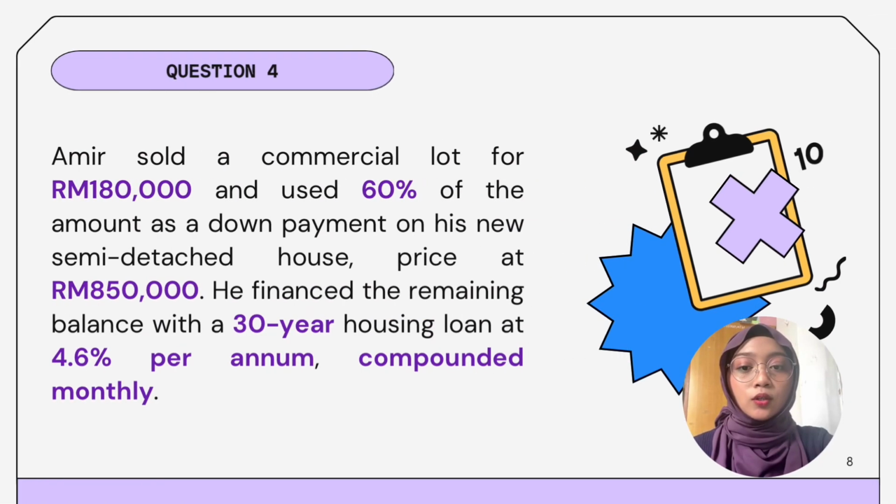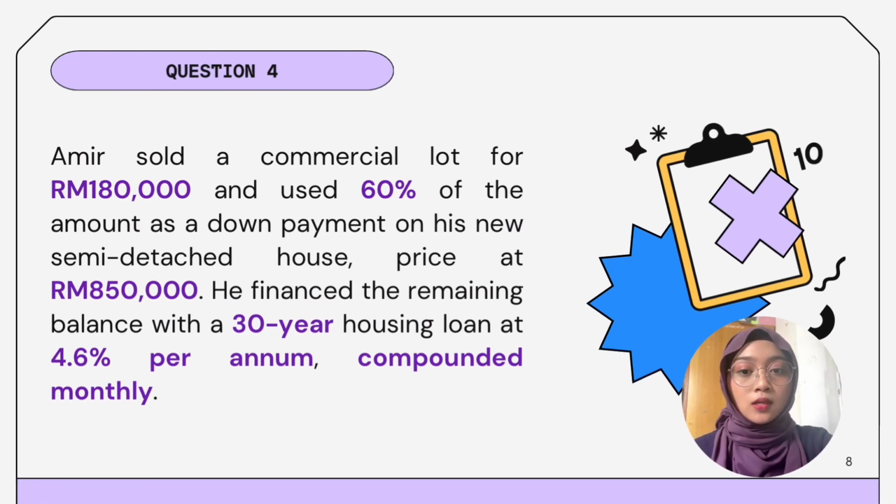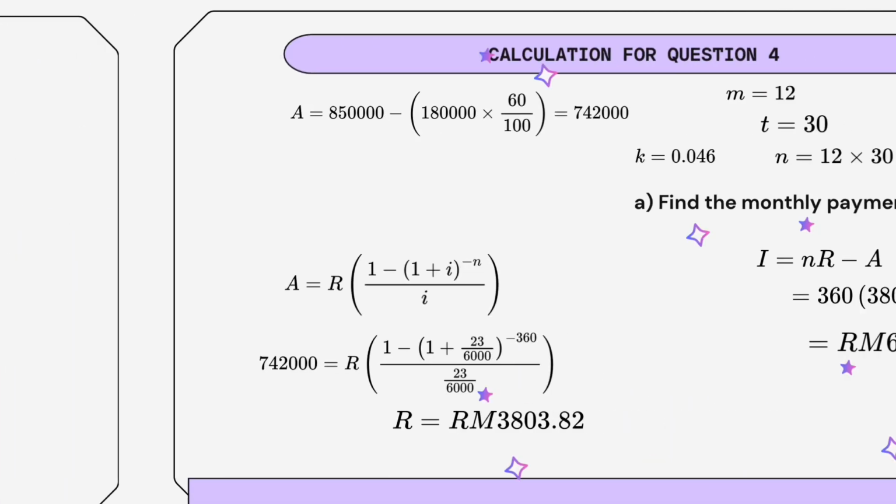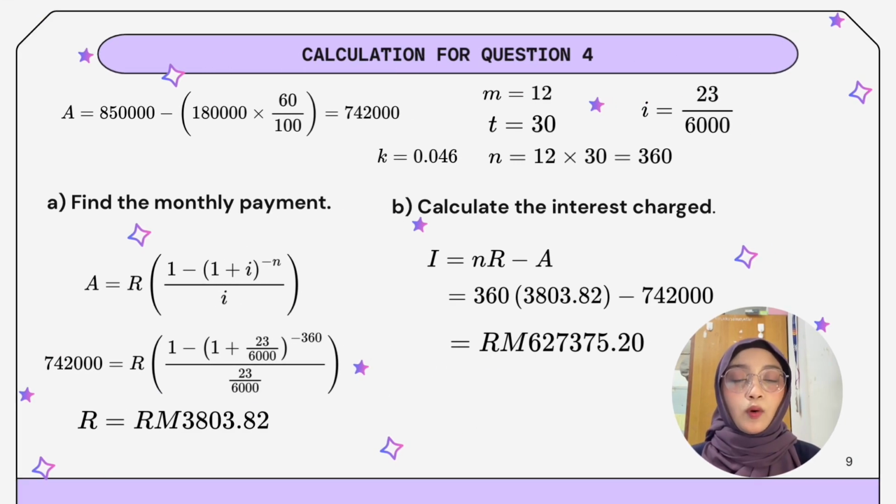Amir sold a commercial lot for 180,000 and used 60% of the amount as a down payment on his new semi-detached house, priced at 850,000. He financed the remaining balance with a 30-year housing loan at 4.6% per annum, compounded monthly. For this question, Amir sold a commercial lot for 180,000 and he used 60% of that money as the down payment for his new house.